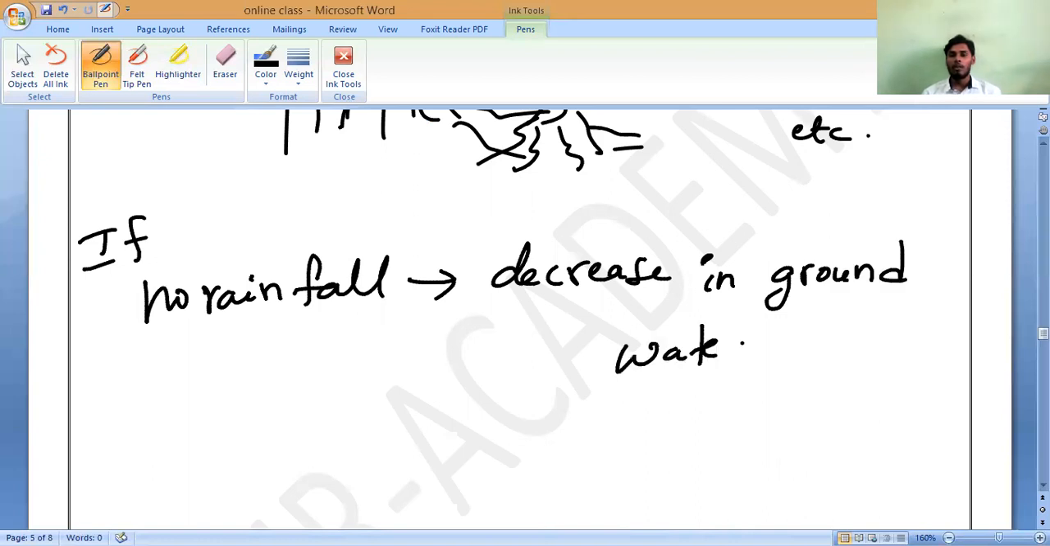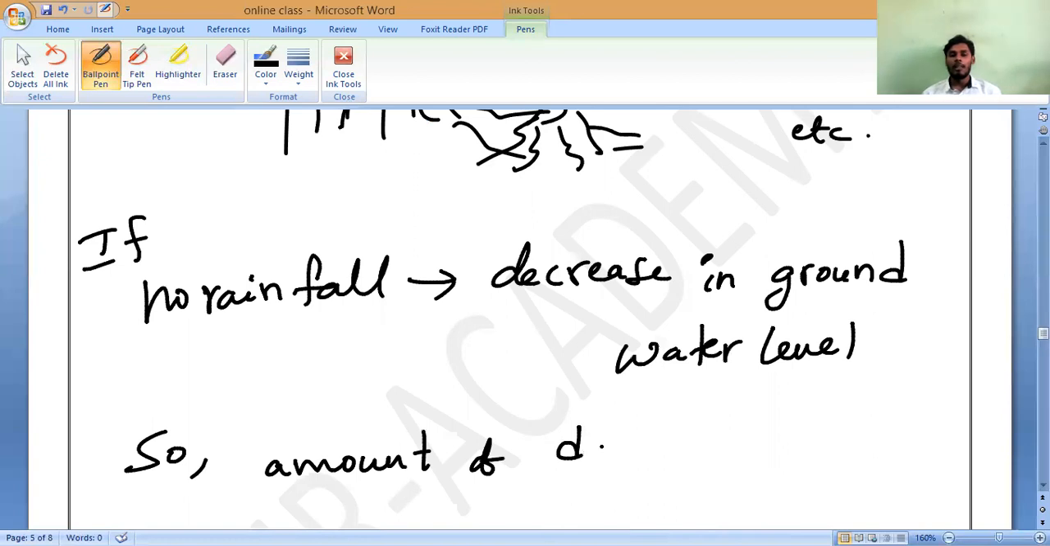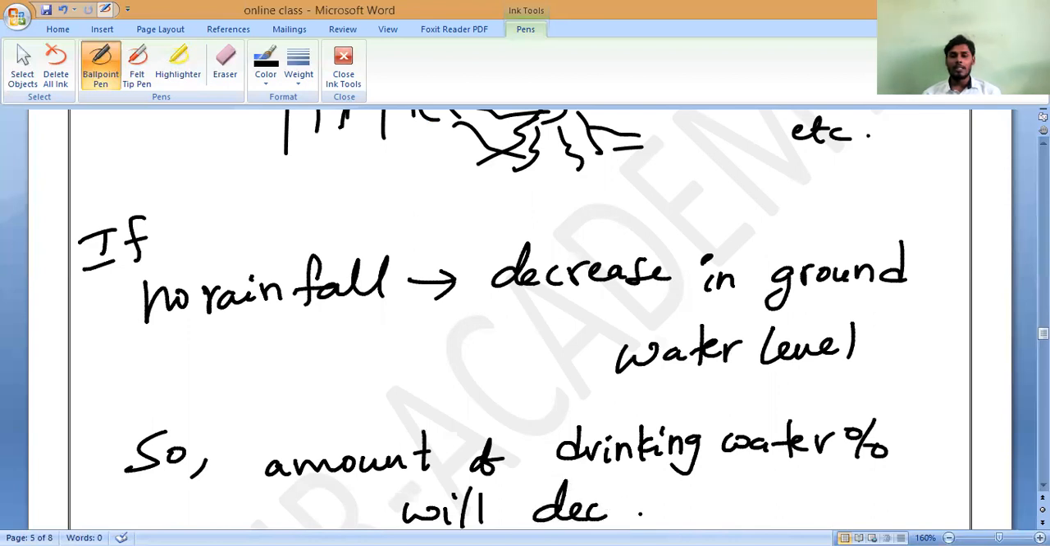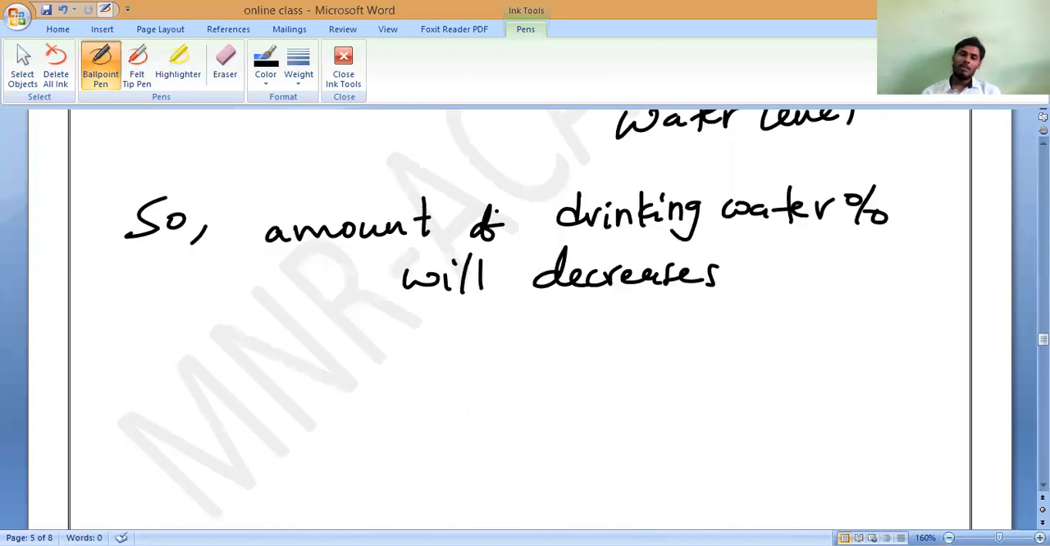Groundwater level. So what will happen? The amount of drinking water will decrease. Finally, what will it lead to? It will lead to drought. So you can see Rayalaseema.